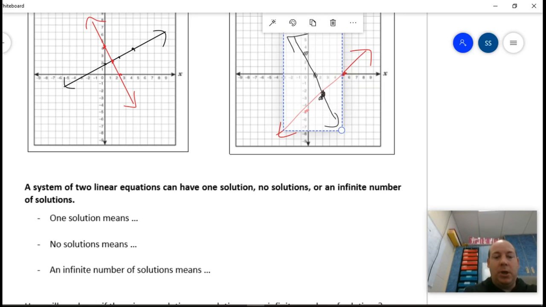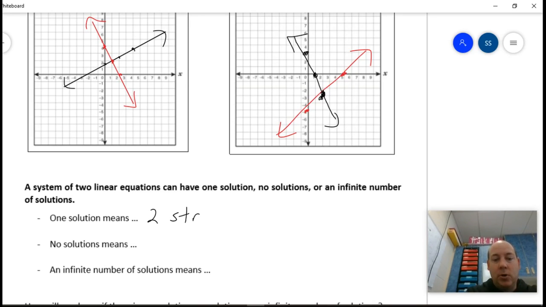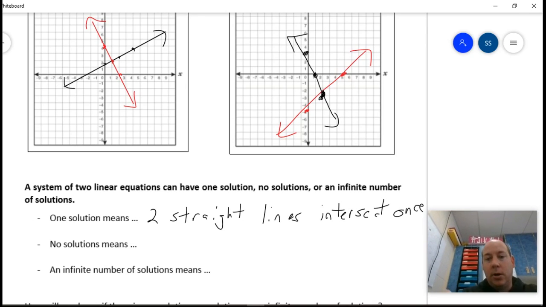One solution means, like we just saw in all of our examples, two straight lines that intersect only once, right?